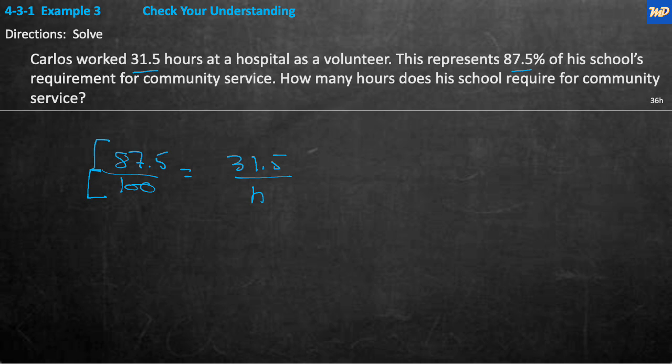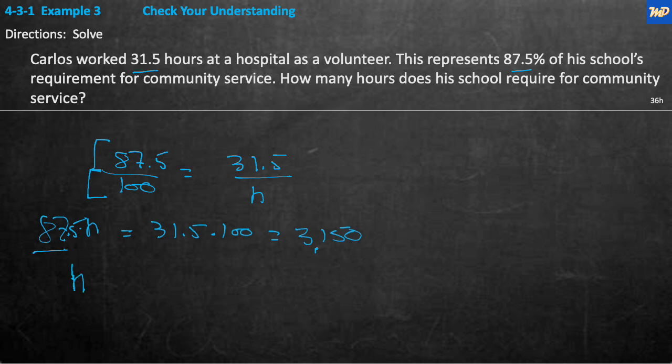Okay. So when we do this, we're going to cross multiply, and we're going to get 87.5 times H is equal to 31.5 times 100, which is equal to 3150. And so now what's the next thing we have to do? We have this 87.5 H on the left. We have to divide out 87.5.